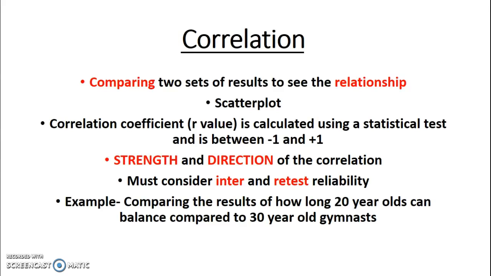The correlation coefficient, so the R value, is calculated using a statistical test. It is between -1 and +1. You're really looking for the strength and direction of the correlation. If the correlation is tight together, this is good strength, and the results are similar, so if it's almost like a line, that's what you want to be looking for. And then the direction: if the results are going up, that's a positive, and if it's going down, that's a negative.